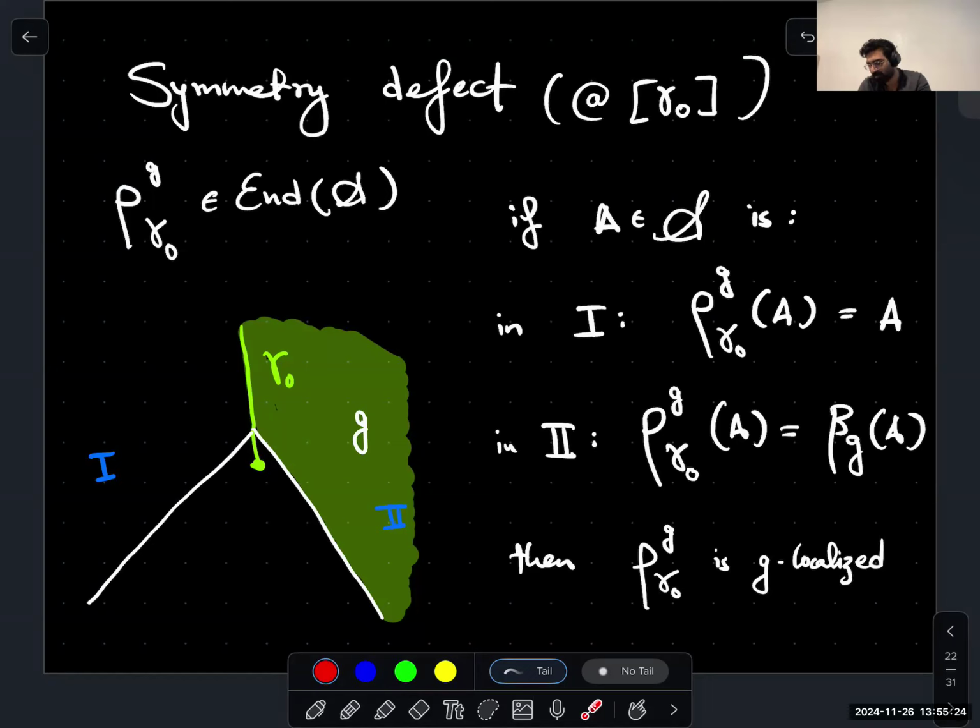It's going to have some sort of symmetry action. If you have an observable in region 1 outside lambda, then there's no symmetry action here, and the endomorphism is literally just going to act on the observable as an identity. And then over here in region 2, if the observable is in region 2, then the endomorphism acts as a symmetry action. So something or nothing over here, and then some symmetry action over here.